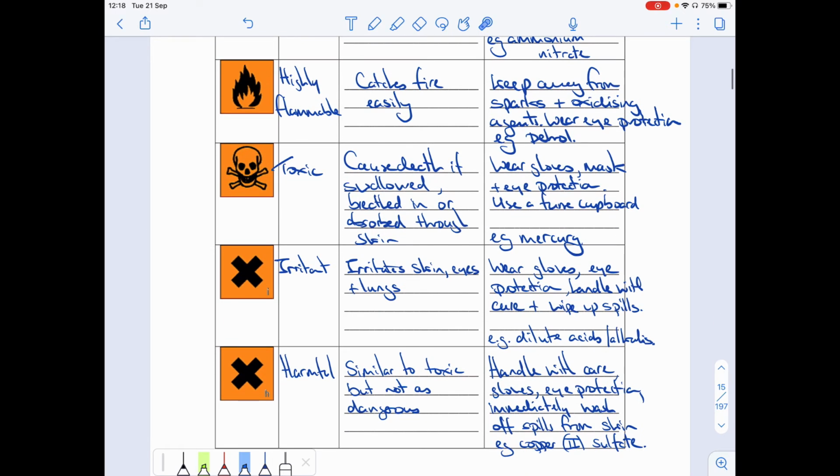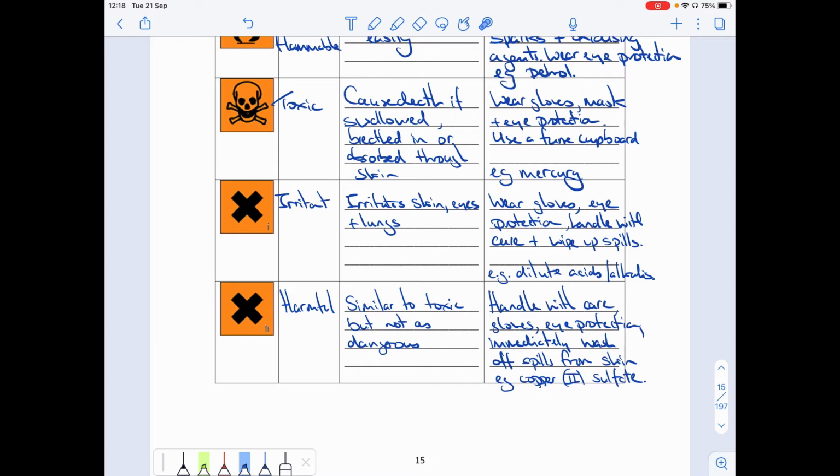Next in the list, we have toxic. So again, the image is really trying to warn us here that these can cause death if they're swallowed or breathed in, or if they're absorbed through our skin. Precautions we take: we wear gloves, masks and eye protection. We can use a fume cupboard if we're using them in a laboratory. An example of a chemical that would carry this warning is mercury.